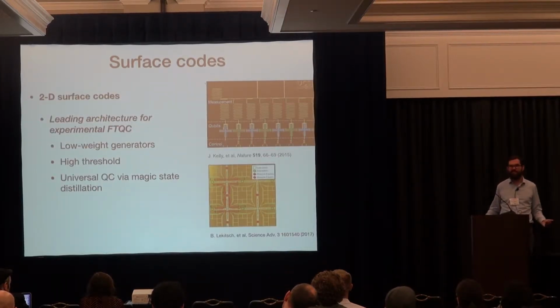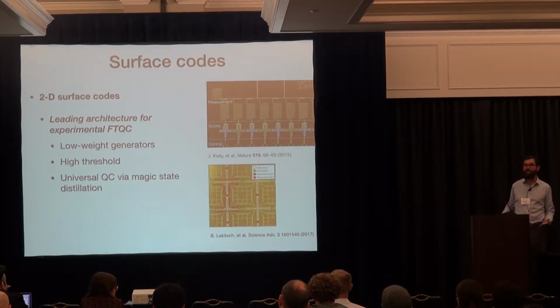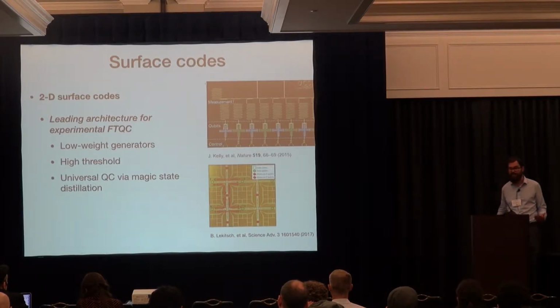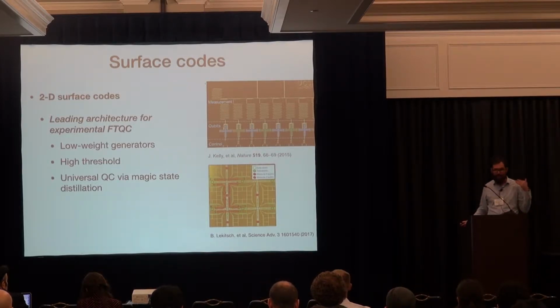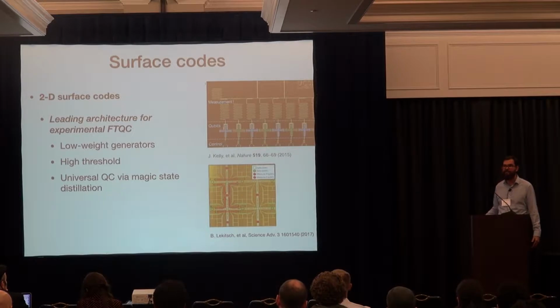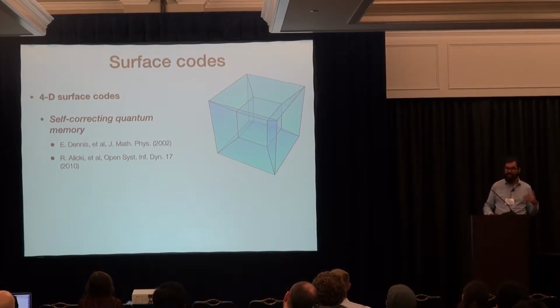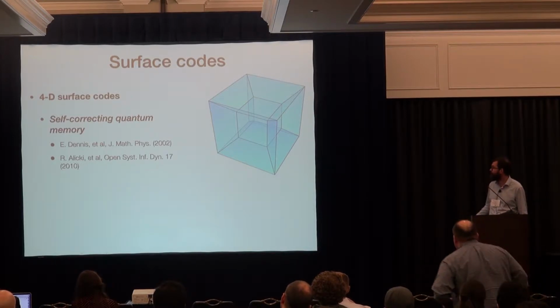And of course, most of the attention has been on 2D codes for the obvious reason that they have extremely promising properties for experimental implementation. And we've heard a lot about that already during this workshop. I'm sure we'll hear more. So they have low-weight generators, a high threshold, and there are now well-understood paths to universal quantum computation via magic state injection and distillation. 4D surface codes, on the other hand, have received quite a bit of attention because of their self-correcting quantum memory properties and other nice features. I think we'll hear some more about 4D surface codes later in this workshop.